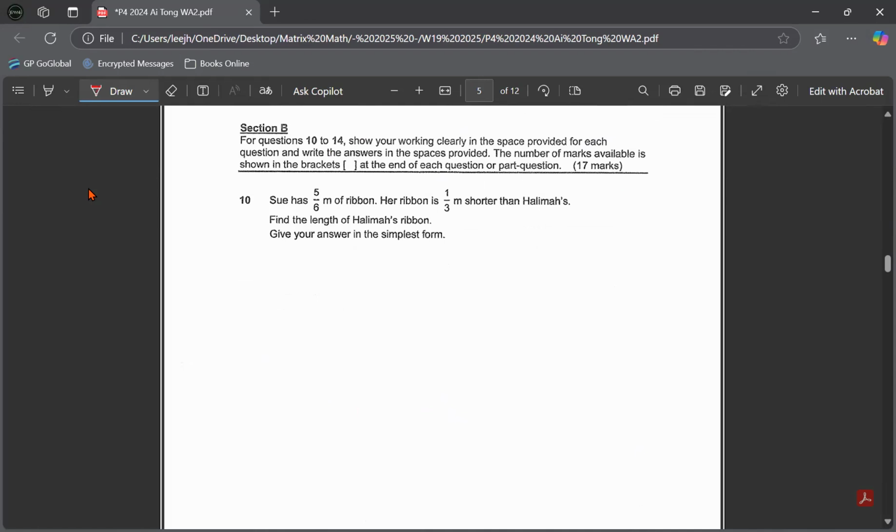So we write down Sue, 5/6. But Sue's ribbon is 1/3 shorter than Halima's. So that means if Sue's ribbon is shorter, Halima's ribbon will be 1/3 longer. So 5/6 plus 1/3. So you need to read carefully before you do work, okay?